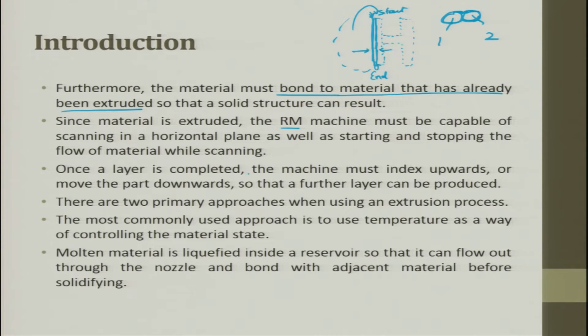Once a layer is completed, the machine must index upward or move the part downward so that the next layer can be produced. So, if this is the H, we are moving in one plane. What you write as H is just a single layer. Suppose you wanted to make a 3-dimensional H. If I wanted to draw the plan view of it, suppose this is the first layer, second layer, third layer.